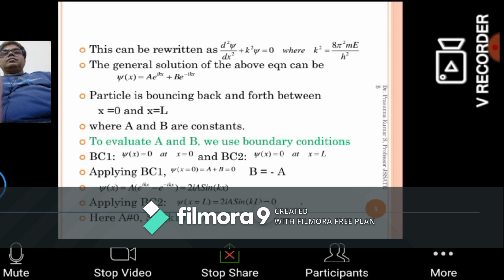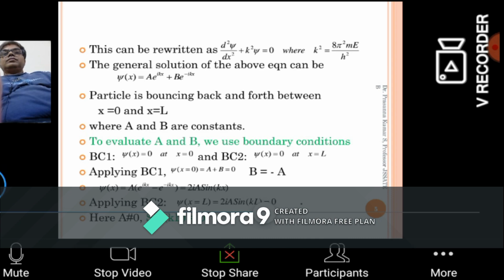Now we use this. Again I can rewrite the general equation: psi of x is equal to a within the bracket e to the power ikx, because b is equal to minus a. Therefore, within the brackets, e to the power ikx minus e to the power minus ikx, close the bracket now.